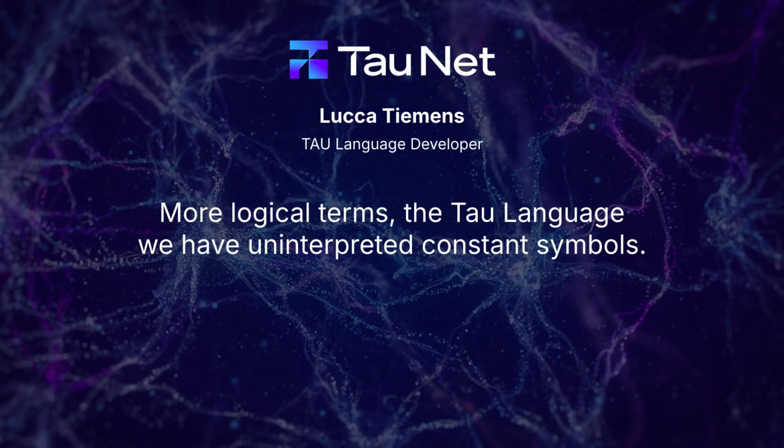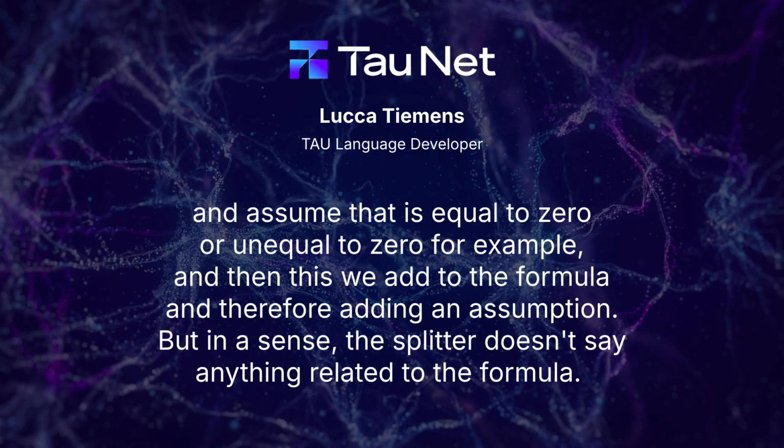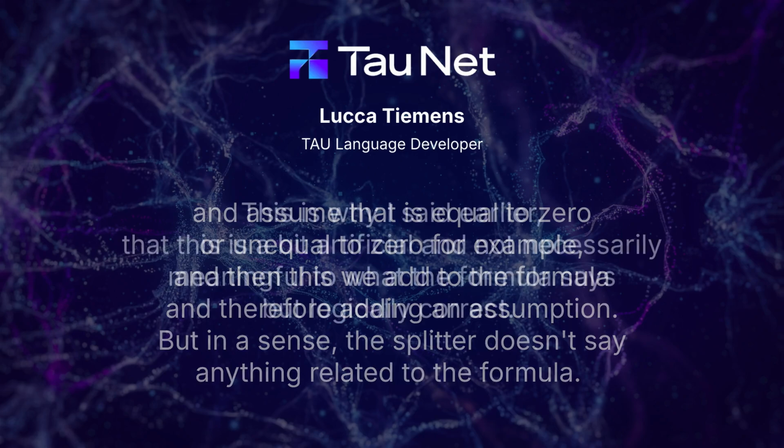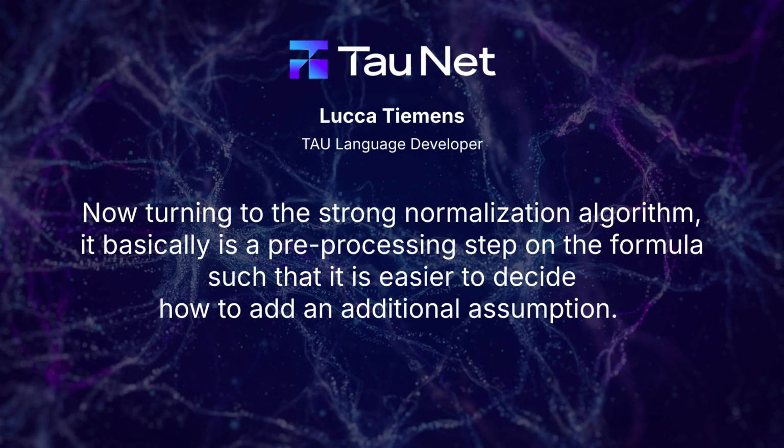In logical terms, in the Tau language, we have uninterpreted constant symbols. Whenever we cannot find a way to add more assumptions to a formula, we take a new uninterpreted constant symbol and assume that it is equal to 0 or unequal to 0, for example. And then this we add to the formula, and therefore add an assumption. But in a sense, the splitter doesn't say anything related to the formula. This is why I said earlier that this is a bit artificial and not necessarily meaningful to what the formula says, but logically correct.